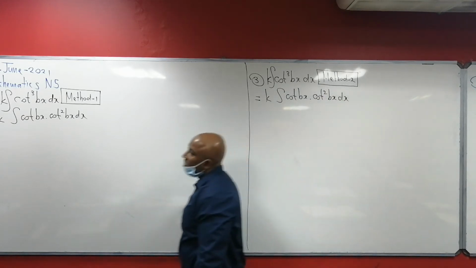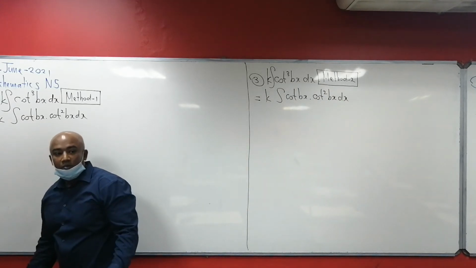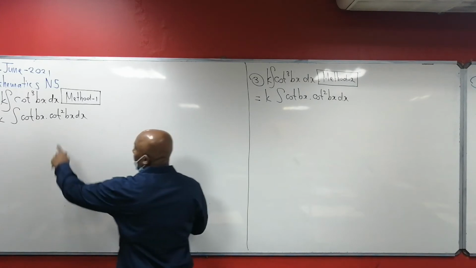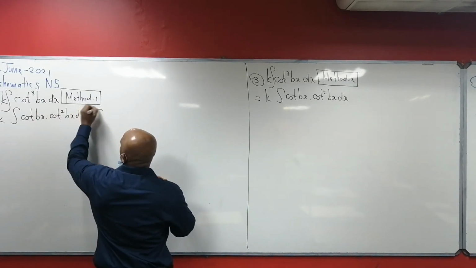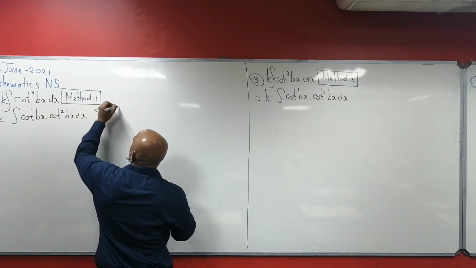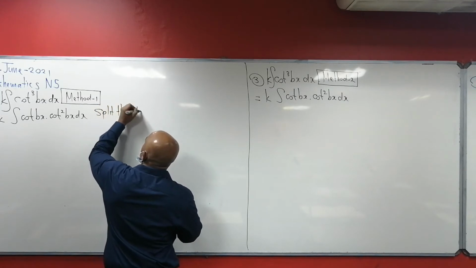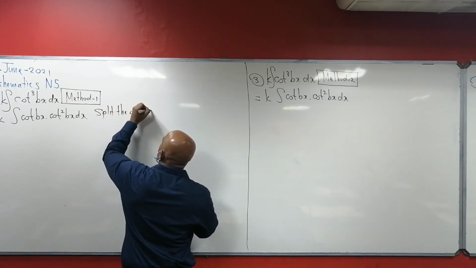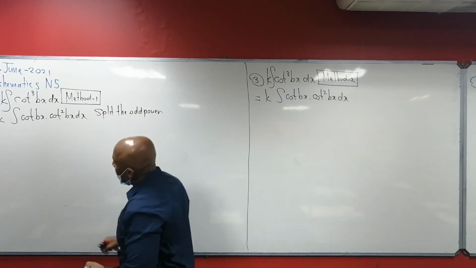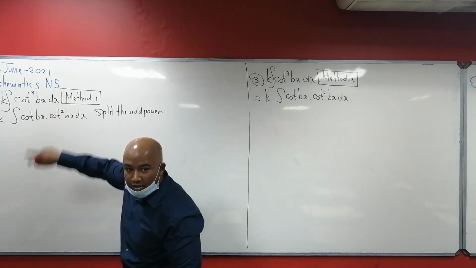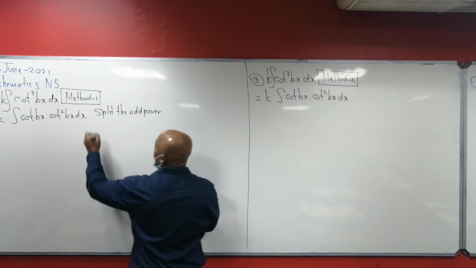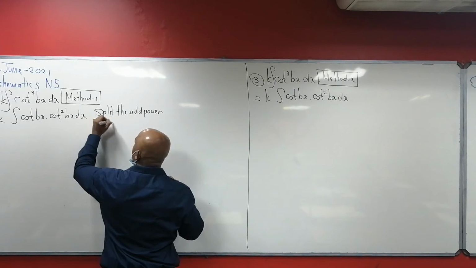This is step number 1. Second step will be the same. So what did we do here? We split the odd power. And the next step will be, you got cot squared, so we're going to be using our square identity. That is the next step.